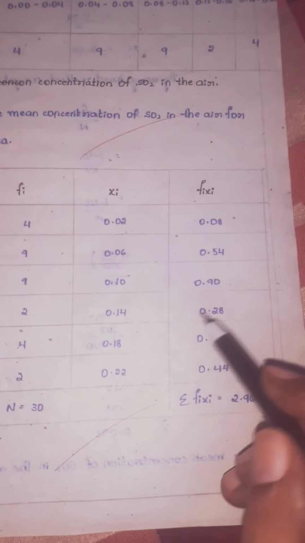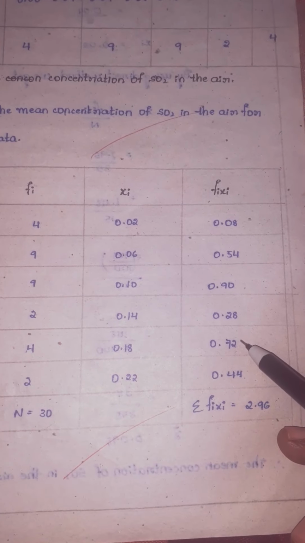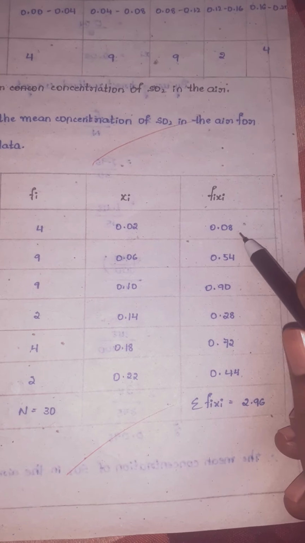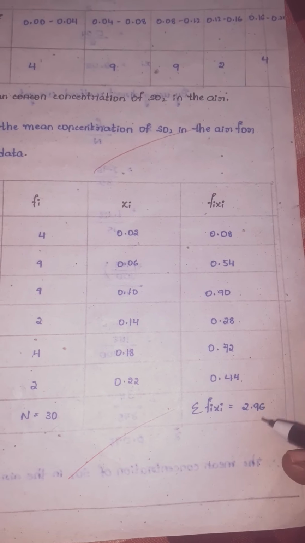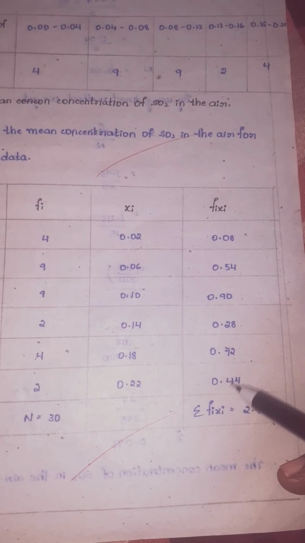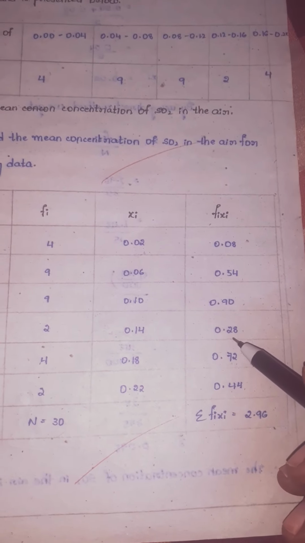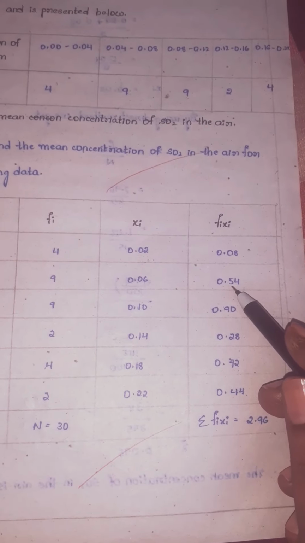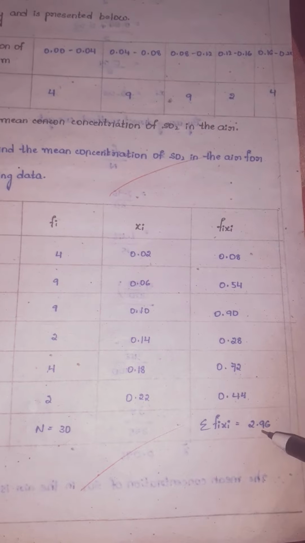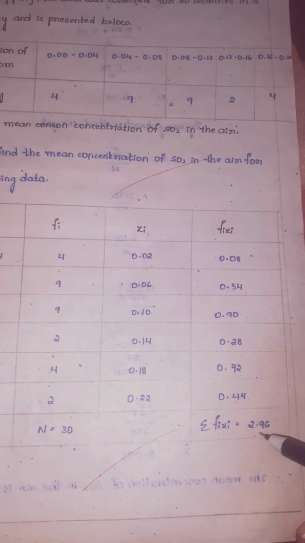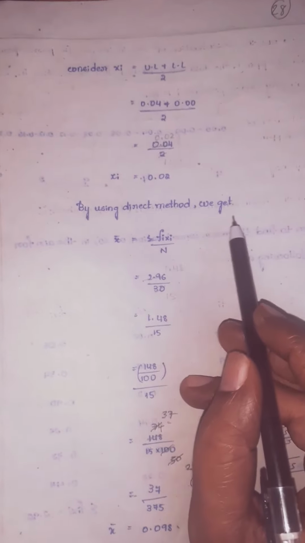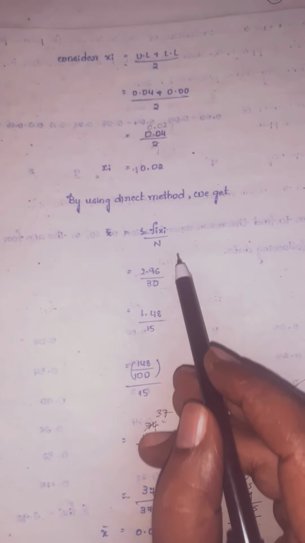So next you should do the addition, children. 4 plus 2 is 6, 6 plus 8 is 14, 14 plus 4 is 18, 18 plus 8 is 26. Write 6 here, carry 2. 2 plus 4 is 6, 6 plus 7 is 13, 13 plus 2 is 15, 15 plus 9 is 24, 24 plus 5 is 29. So write 9 here, and here write 2, means 2.96. So by using the direct method we get x bar equal to sigma fi xi by n.